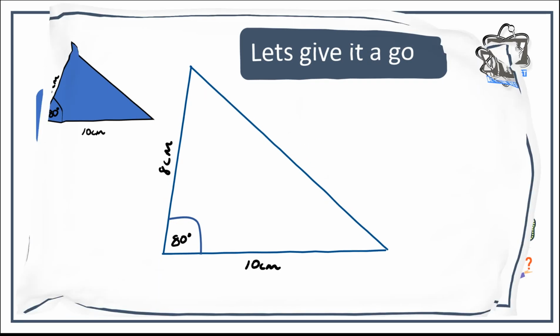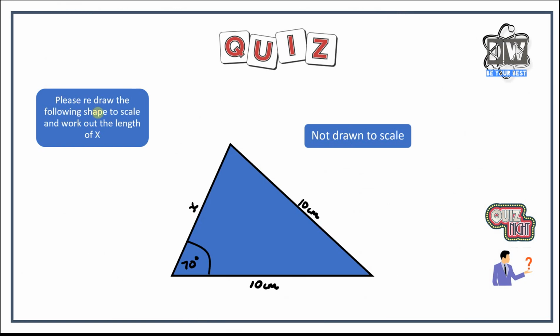So here goes the question. Please redraw the following shape to scale and work out the length of x. So once you've done it all, you need to tell me what x value is. Okay, that value will tell me whether you've done it correctly. Now it needs to be within 2 millimeters either way of my answer. If it's a little bit more than that, then we could probably accept it today, but in a test it normally needs to be within 2 millimeters. So give it a go, come back and see if you've got it correct.